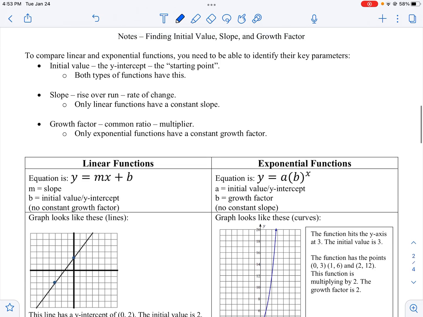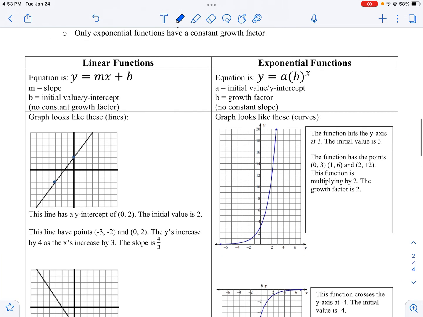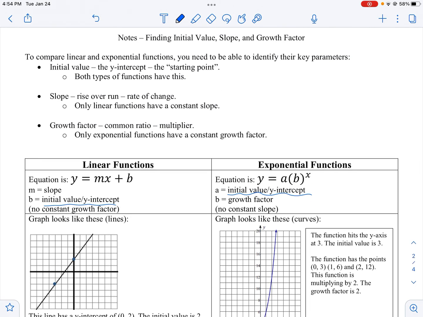From the previous time, we had these notes where we were talking about differences and similarities between linear and exponential functions. Both of them do have an initial value or y-intercept. For the linear function, if you're looking at the equation, it's the b value. For the exponential one, it's the a value. But what makes them different is that linear ones have a constant slope, and exponential ones have a constant growth factor. A constant slope means you're adding or subtracting the same number each time, and a constant growth factor means you're multiplying or dividing by the same number each time.